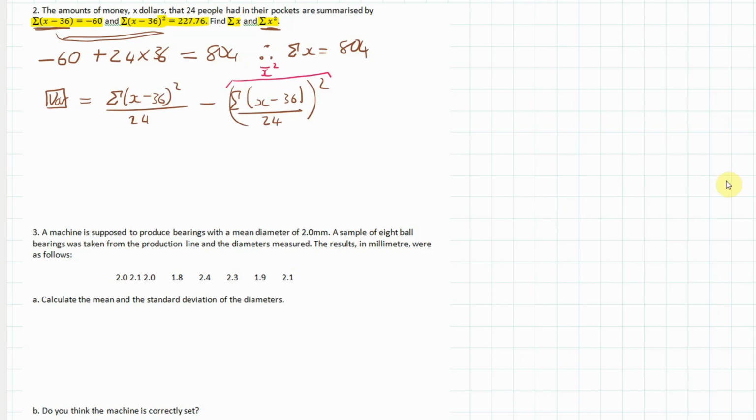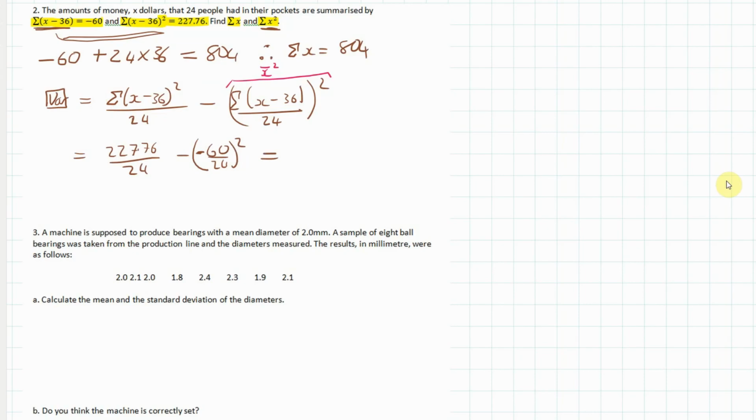So, another way of writing that is 227, because we've been told that that's what this is here, right? 227. I'm going to pop that over 24. Then we're going to subtract the mean, which is negative 60 over 24, and we square that. And that will give us the variance.